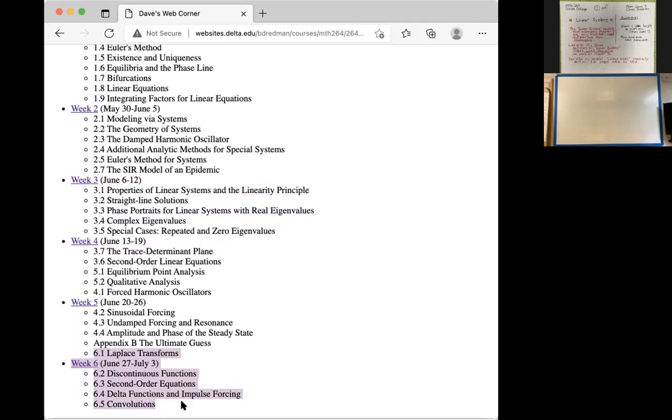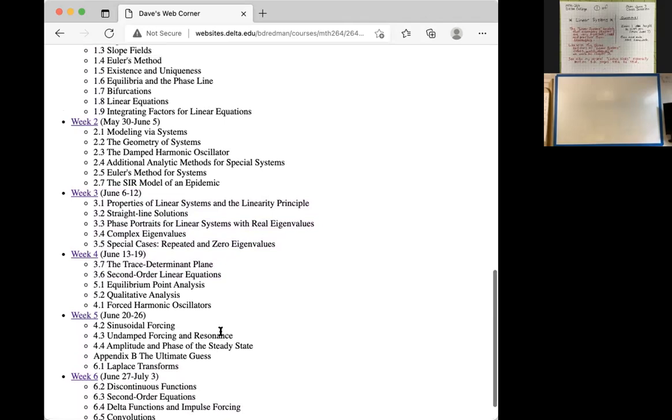This Laplace transform is just like a machine that eats differential equations and spits out answers. But you have to be able to operate the machine. Okay, so there's the kind of perspective on the class.